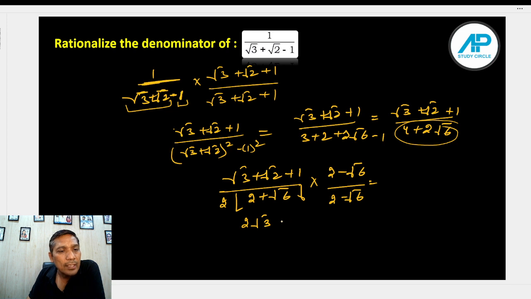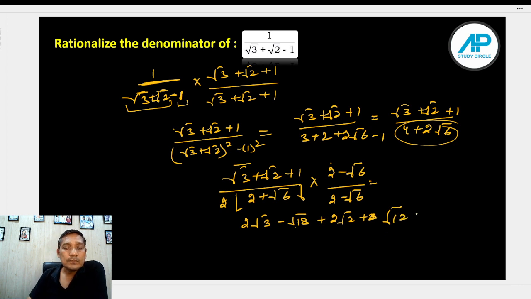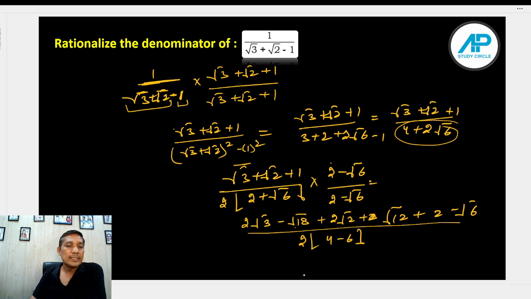2 root 3 minus root 18 plus 2 root 2 plus 2. I hope I'm getting it clear. Root 3 with 2 is 2 root 3. Root 3 and root 6 is root 18. Root 2 and 2 is 2 root 2. And now I have got root 2 into root 6 is root 12. 1 times 2 is 2 and minus root 6. Denominator has 2 times 4 minus 6.